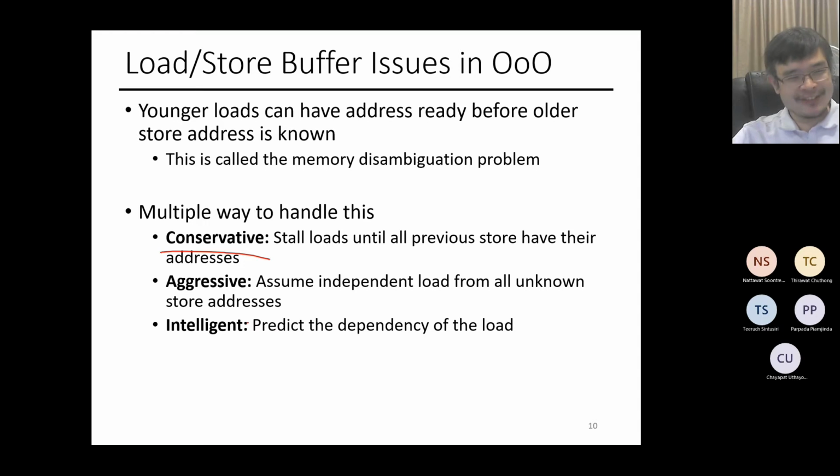The intelligent solution is more like I would predict whether the load is dependent on an earlier store or not. Because again, the key issue here is if I know my load is independent, I would just issue the request to DRAM, because there's no previous instruction that's storing to this address, right? So I know for sure it's not in the store buffer. If I know that the load is dependent on a previous store, it means that for sure there is some store instruction in my store buffer, right?